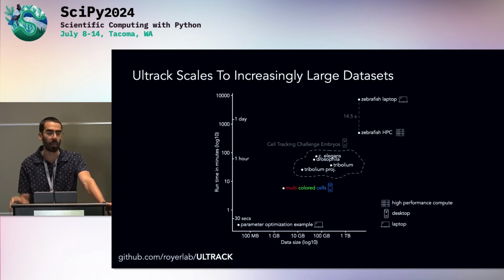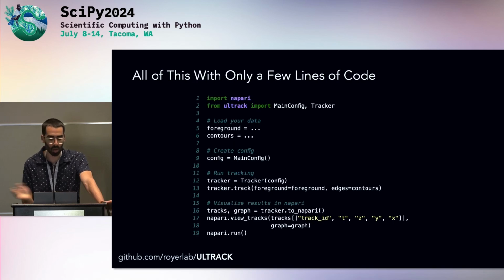So we got a laptop connected with an internet cable. We were streaming data from the HPC, and we were able to run the same experiment in 5 days. It's quite a while, but when you consider the amount of time it takes just to transfer 4 terabytes of data, it's not so bad. And it shows that we can make this really accessible to the whole community. And all of this with very few lines of code. So if you want to use this in Python and visualize in Napari, you can just follow this example.